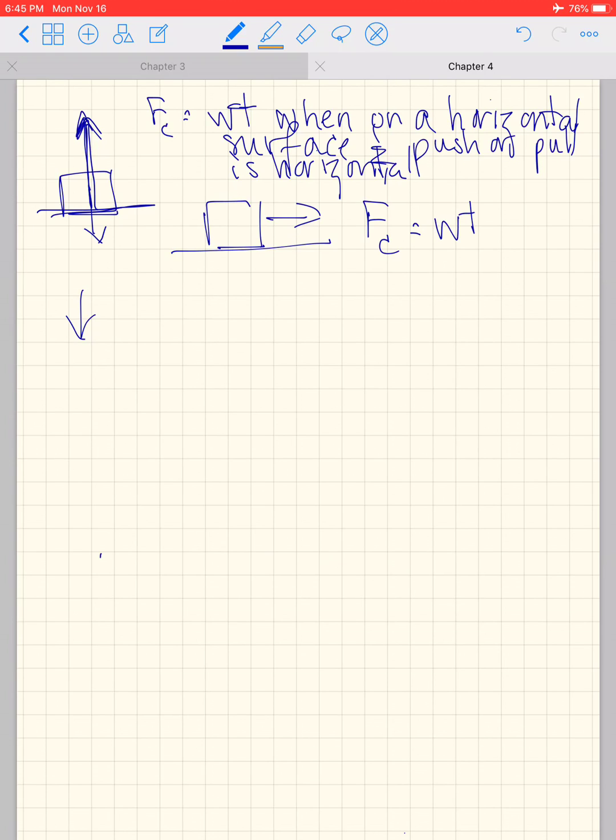And you've got a little room on the side of your notes, especially if you have the ones that I've printed up for you. You have a little room in the margin. Please put this illustration in the margin. I just used up that space. So when is force of contact not equal to weight? It's going to be when the object is on a slant or the force is not horizontal, or both.